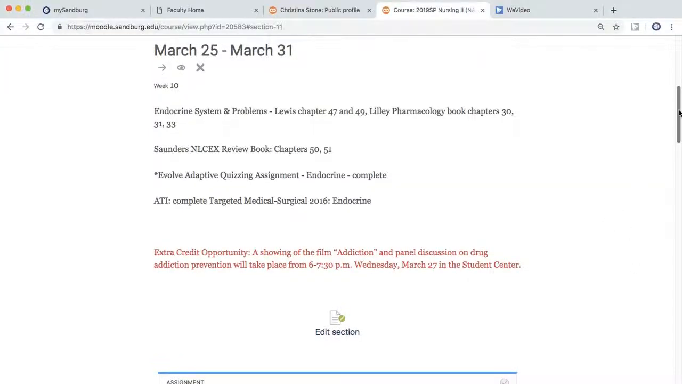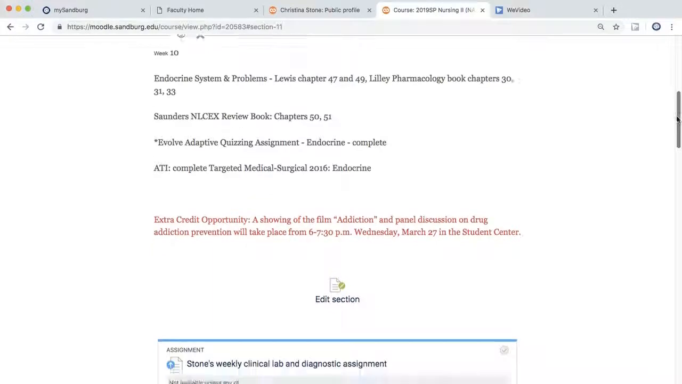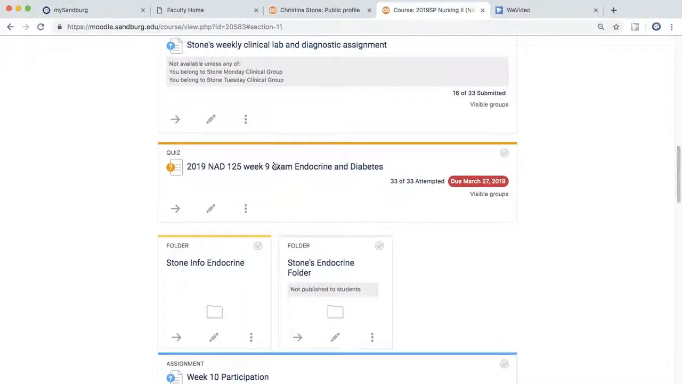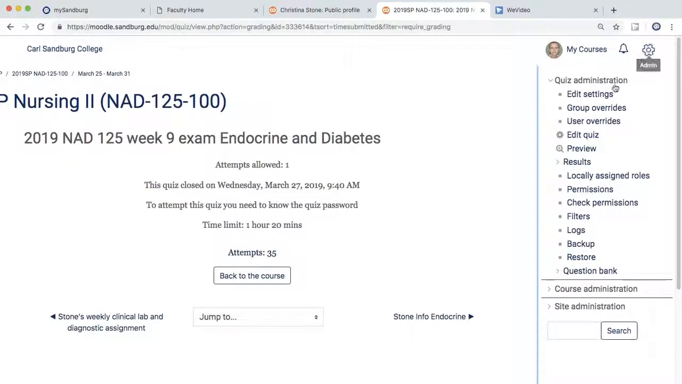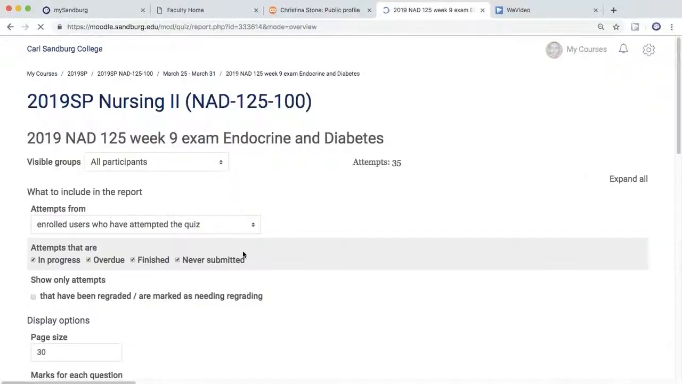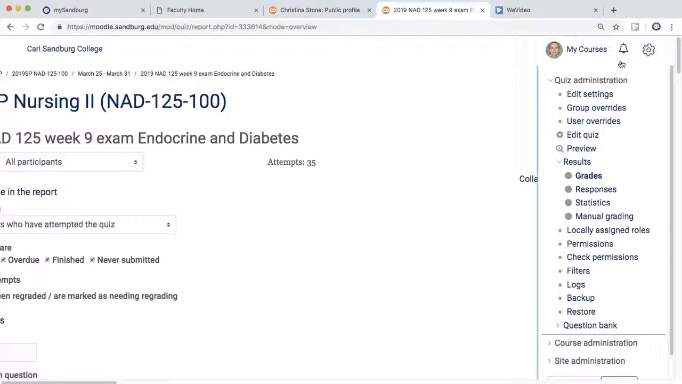So I'm in my NAD 125 class, and I'm going to do an exam review on my endocrine and diabetes exam stats. So the first thing I do is I want to look at the overall scores on the exam along with statistics. So if I click on the number of attempts, and then I click on our tools cogwheel.